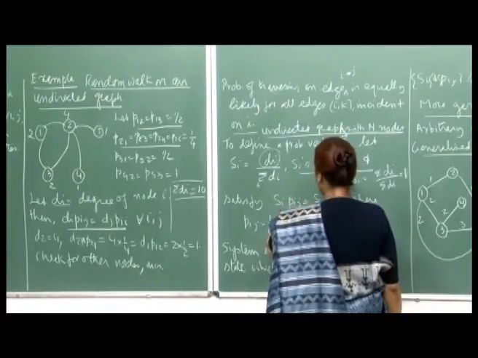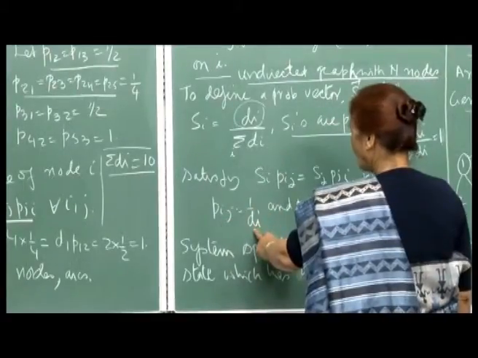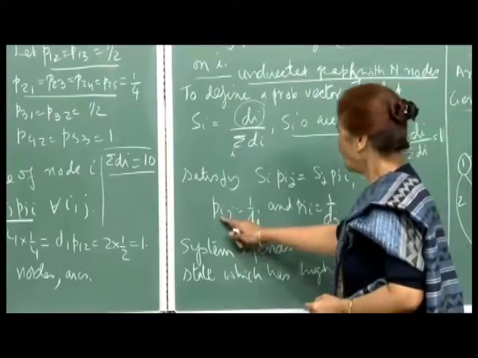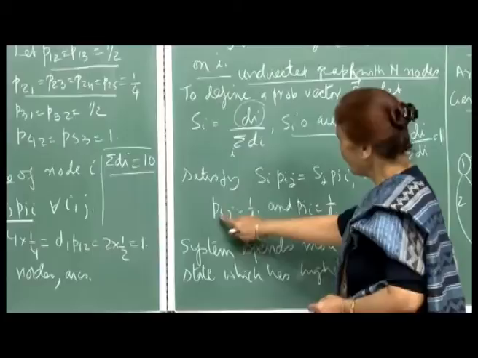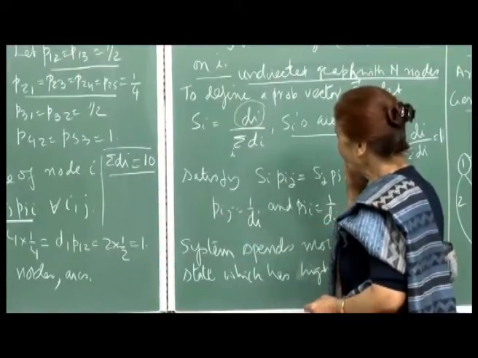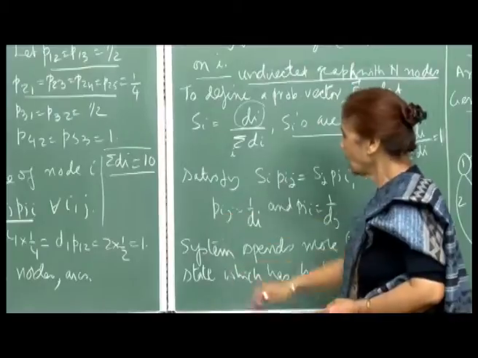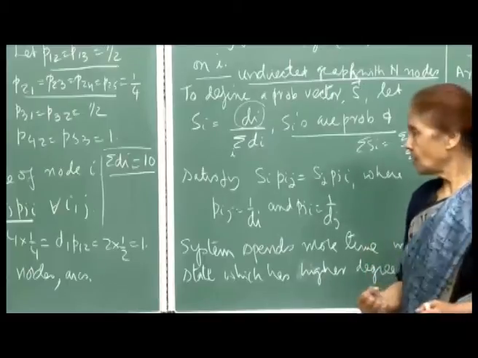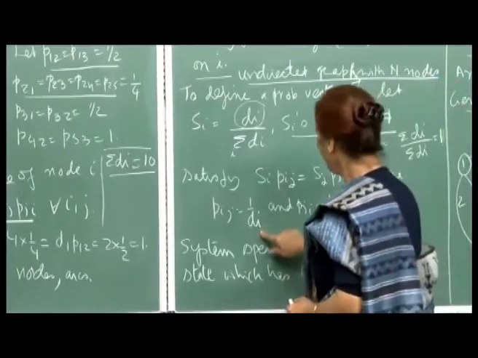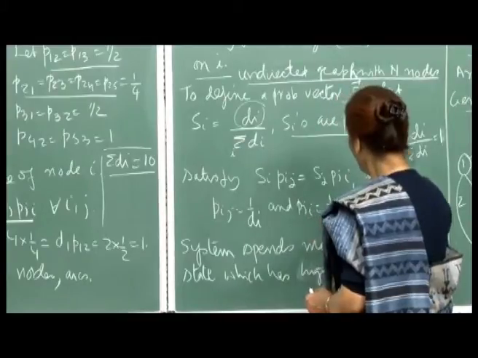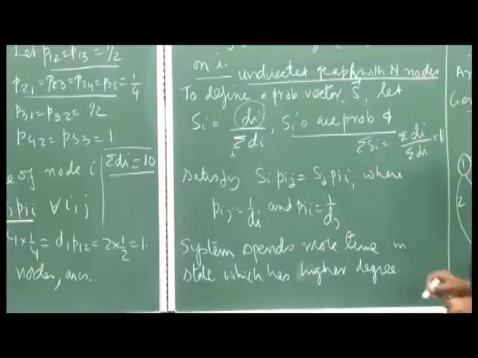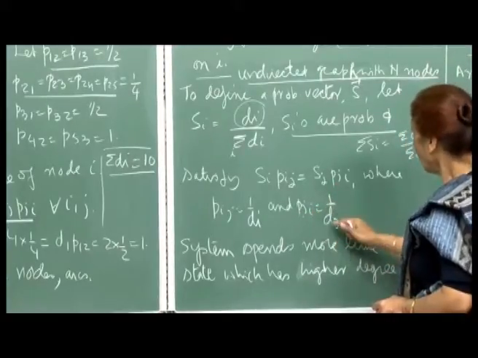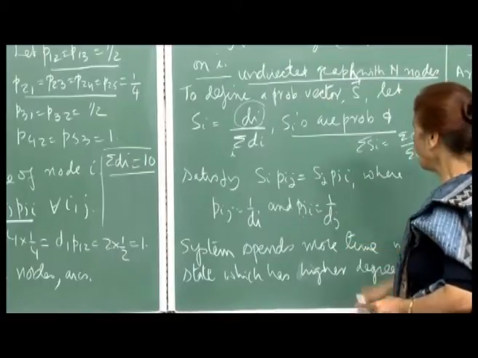And they will satisfy this, because I am defining p_ij as 1 upon d_i at node i, whatever the degree of the node, and I take the probability of traversing each of the edges which are incident on i as equally likely. So, it will be 1 upon d_i, whatever the degree of node i, and all edges incident on node i get this probability, so i to j is 1 upon d_i. Similarly, p_ji will be 1 upon d_j, because at node j, whatever the number of edges incident on j, it is 1 upon d_j.